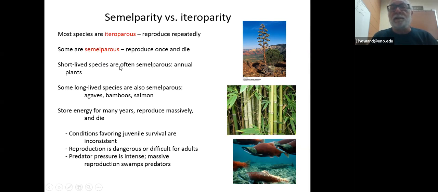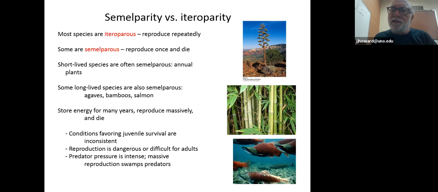Now, short-lived species are by definition semelparous. If you're an annual plant, then you're going to reproduce once and you're going to die. That's uninteresting. What's really interesting is organisms that live many years and still save up their energy to reproduce one time. Some examples of those are agaves, like right here, and bamboos, and salmon. They store their energy for many years, and they reproduce once, and then they die after that single reproductive event. They just pour everything into their reproduction.